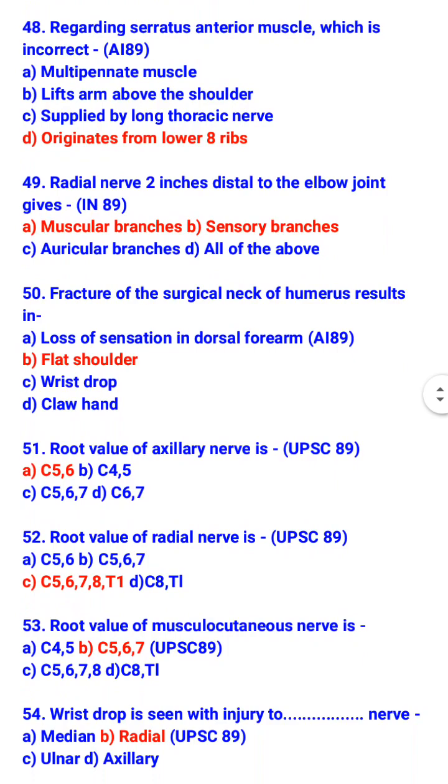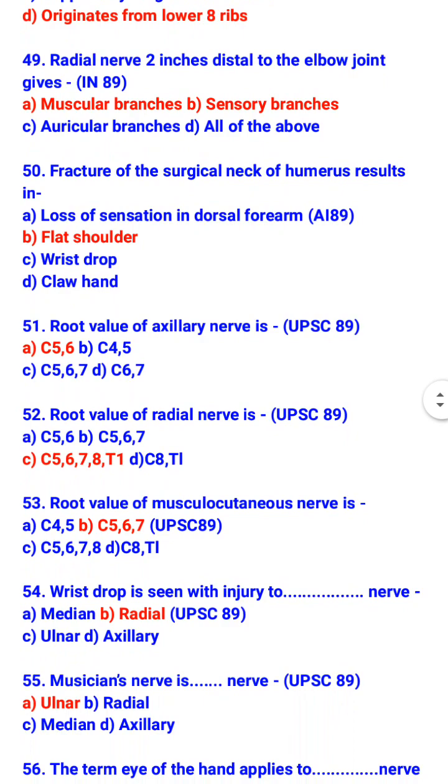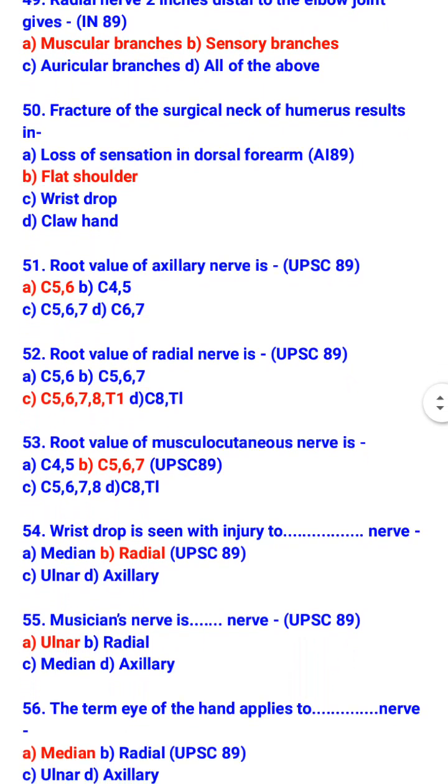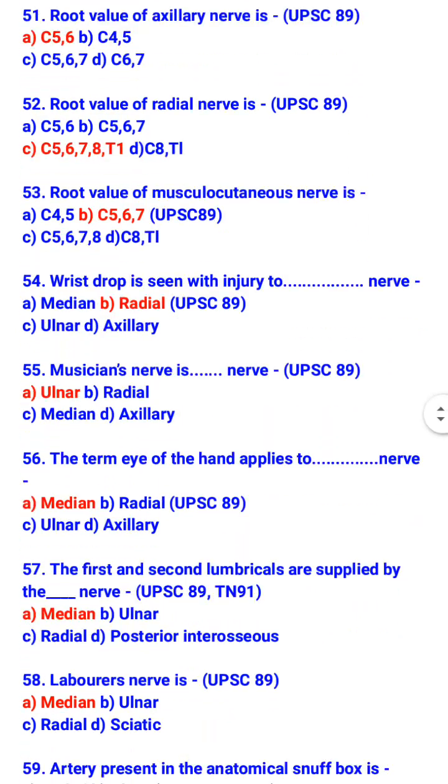Fracture of the surgical neck of humerus results in flat shoulder. Root value of axillary nerve is C5, C6. Root value of radial nerve is C5, 6, 7, 8 and T1. Root value of musculocutaneous nerve is C5, 6, 7. Wrist drop is seen with injury to radial nerve.